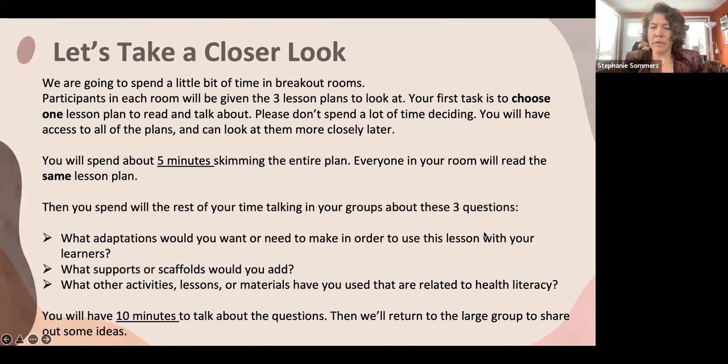So I would love to have a couple people who might be willing to share out something that you talked about in your breakout room, or which lesson you looked at, and maybe an initial impression of that lesson, or if you've started thinking about how you might use it in class. And again, we are a pretty big group, so I think the chat box might still be the best option for doing that. So I would really love to get a conversation started in the chat.